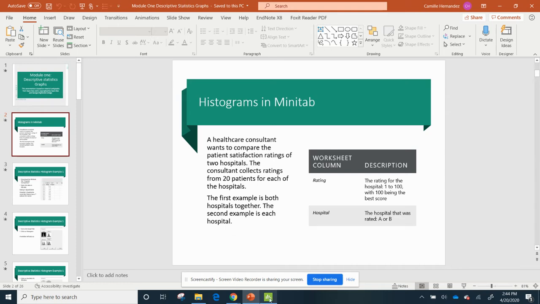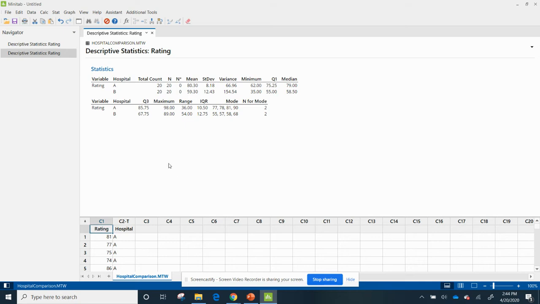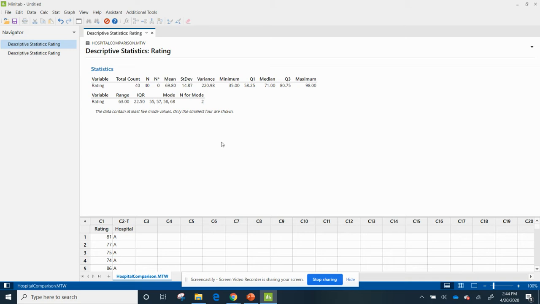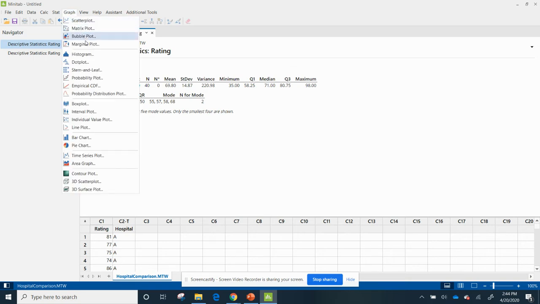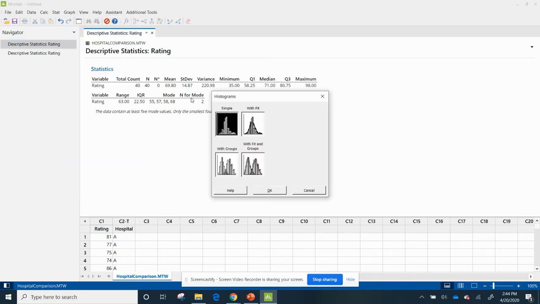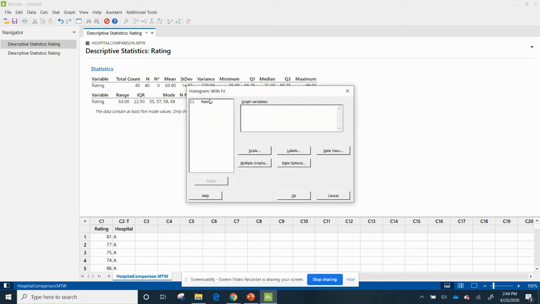So here I go. I'm going to go to Minitab again. So say I'm going to do it for both of them. And remember, here are my statistics for both of them. I still have them in this Minitab sheet. So I'm going to do a graph, and I'm going to do histogram, and I'm going to do with fit, and I hit OK. And then I've got rating here, and I'm going to hit rating. And I'm going to label it.